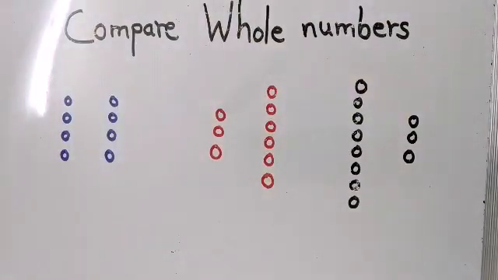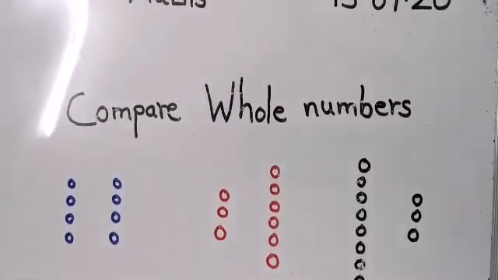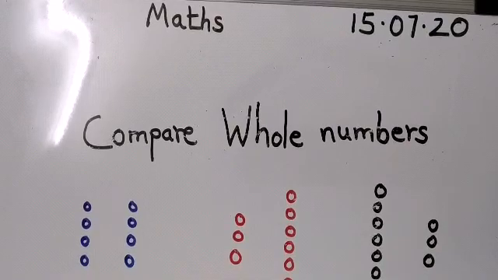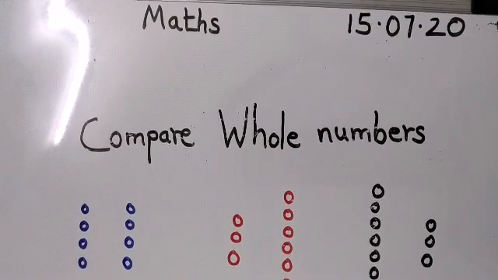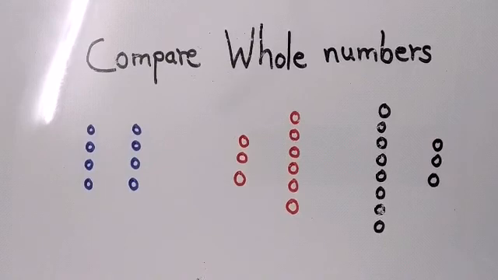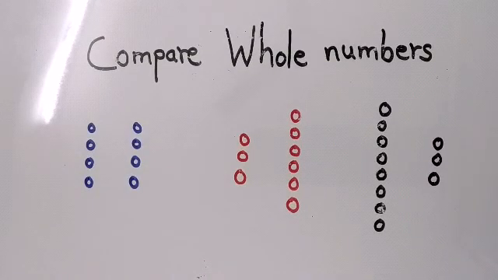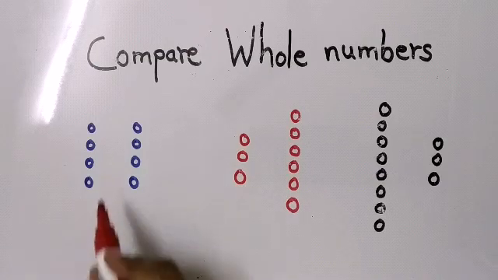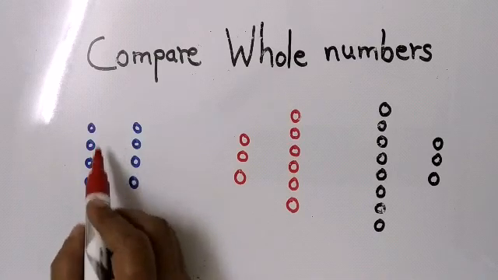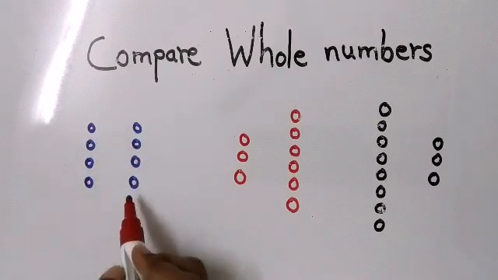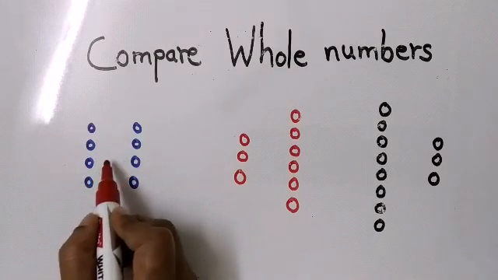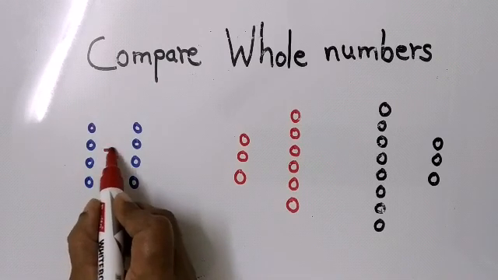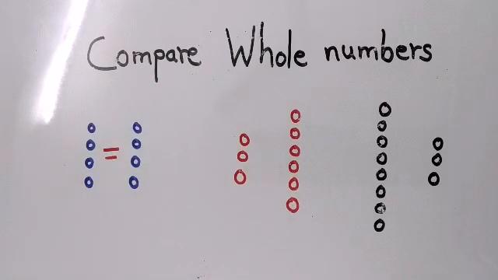So, children, I just want you to look at this. We are doing compare whole numbers. Ordering we will do next time. Now children, I just want you to tell me what signs will come here. For this, what sign we will have? The left side and right side we have equal numbers. So my sign will be equal to.